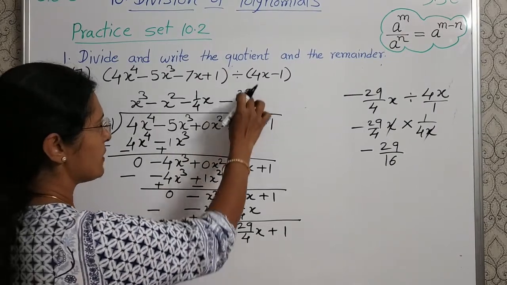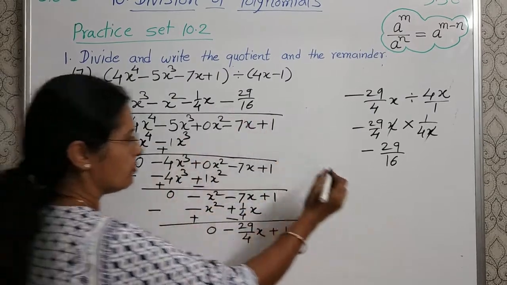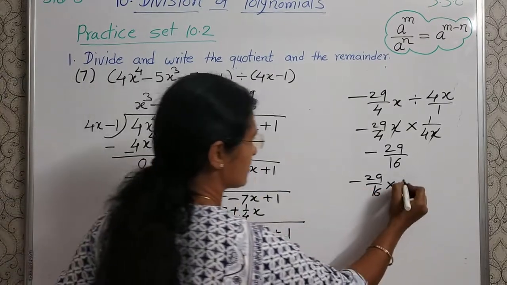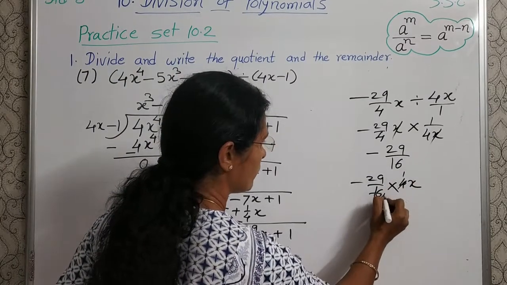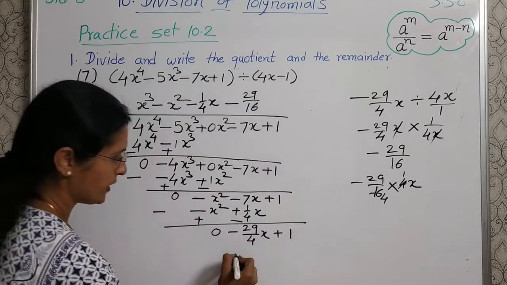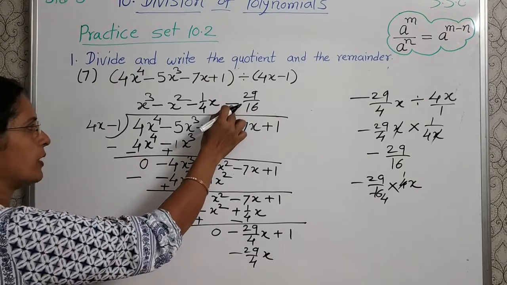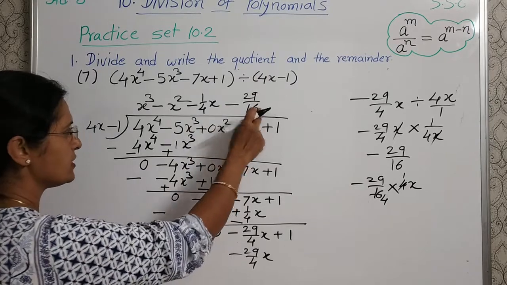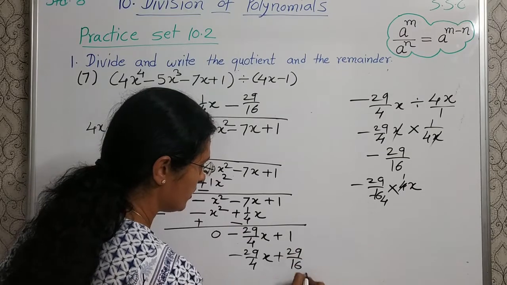Now multiply this minus 29 by 16 with 4x minus 1. So first minus 29 by 16 into 4x, first term from the divisor. So here 4 ones are 4, 4 4s are 16. So minus 29 by 4x we write here. Next minus 29 by 16 into minus 1. So minus minus plus, 29 by 16 into 1 is 29 by 16. So plus 29 by 16.